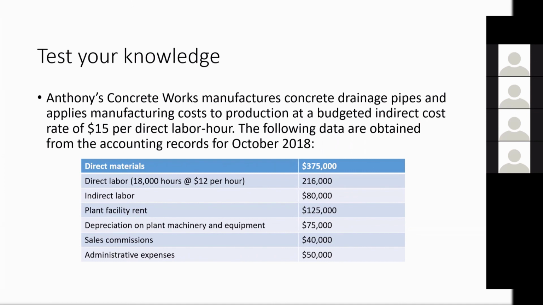Okay, what actual amount of manufacturing overhead costs were incurred? 5,000 for depreciation on plant machinery, that would give us 280,000.